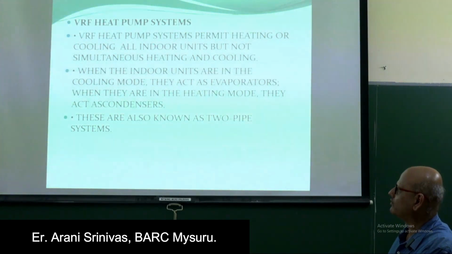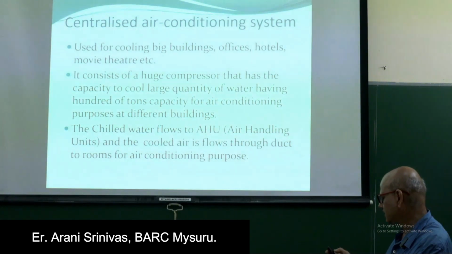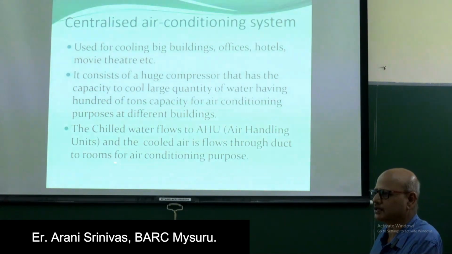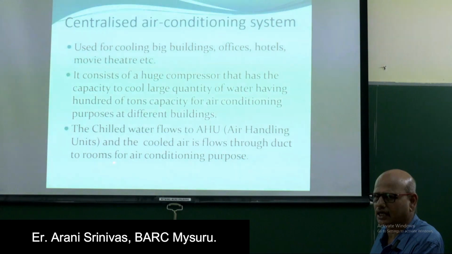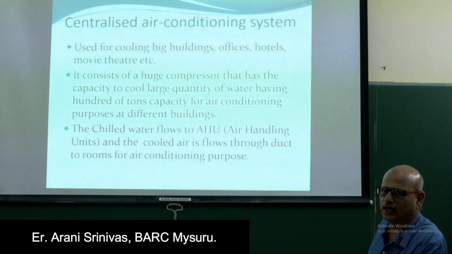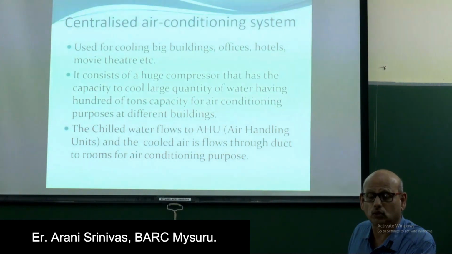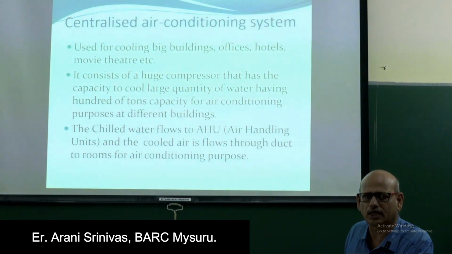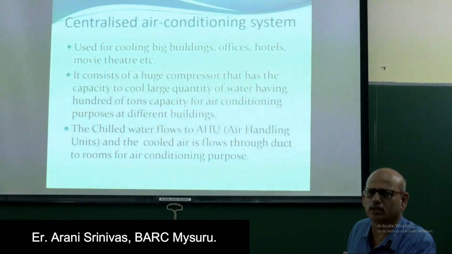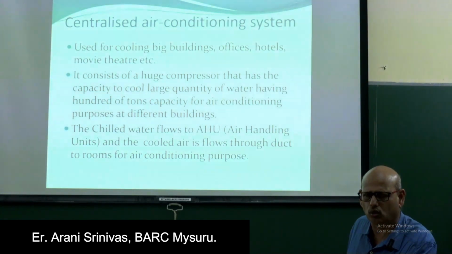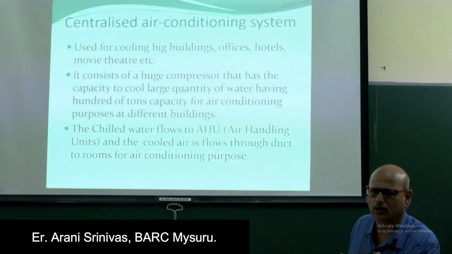Heat pumps, centralized air conditioning. In places where multiple buildings are there, we will have a chilling plant where water is cooled to 7 degrees centigrade, and that water is sent to different buildings where they will have air handling units, AHU, as we call it. In the air handling units, this cold water flows in a copper pipe, air is blown over that so that heat transfer takes place, air gets cooled, and that air is circulated to your rooms.